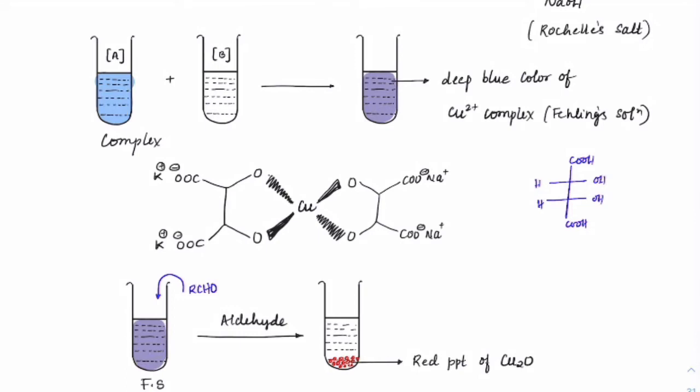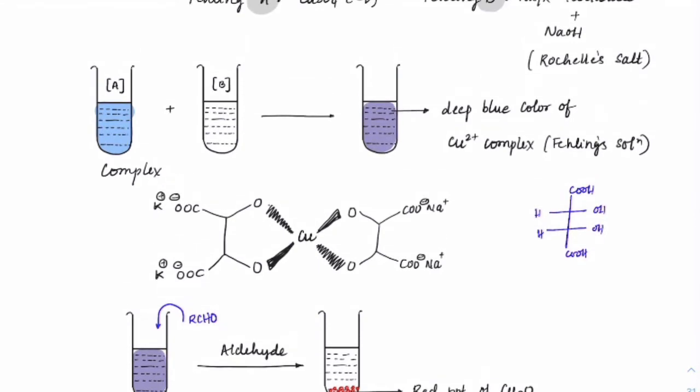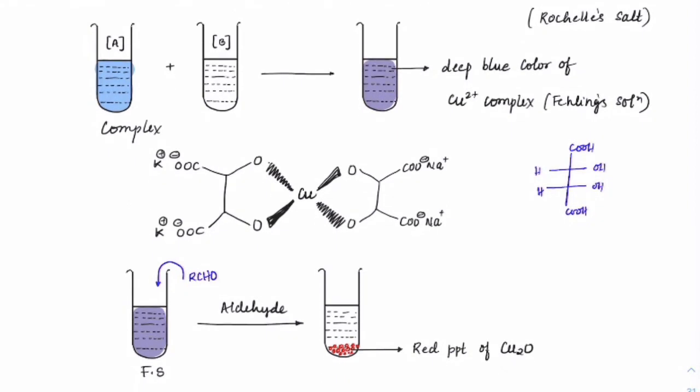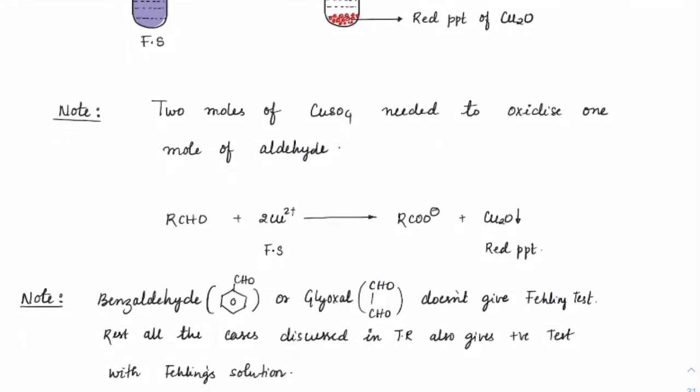Now if you add an aldehyde RCHO, that would become colorless, and this copper will start becoming precipitate, and that would be a red precipitate of Cu2O, and that confirms the presence of aldehyde, or it is getting reduced and aldehyde is getting oxidized. I hope this part is clear.